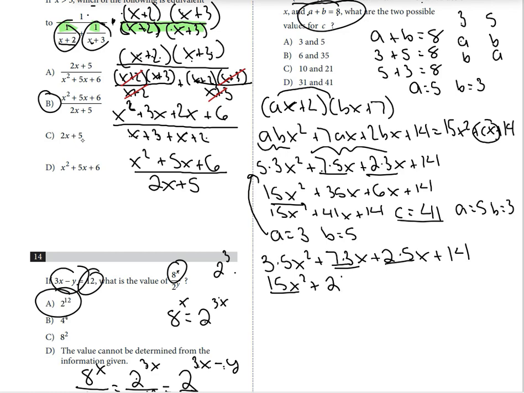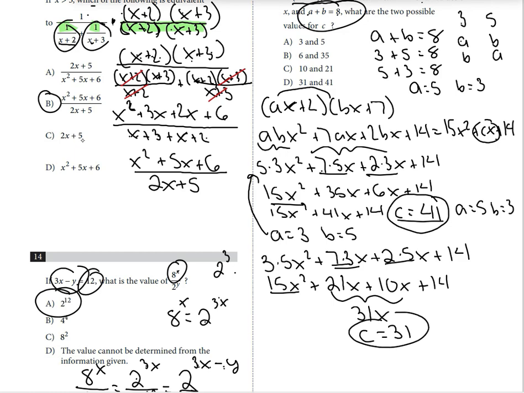So I get 21x plus 10x plus 14. And that middle value is all I really care about, and it's going to be 31x. That's my c value. So c here is 31. So my c values are 41 and 31, and my solution should be D. Okay?